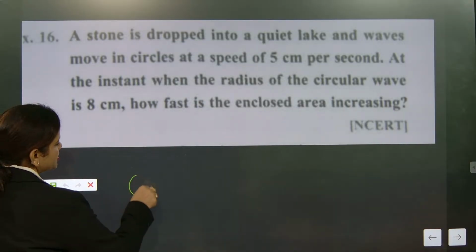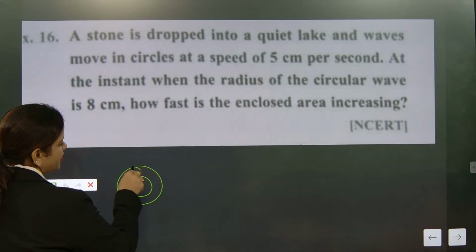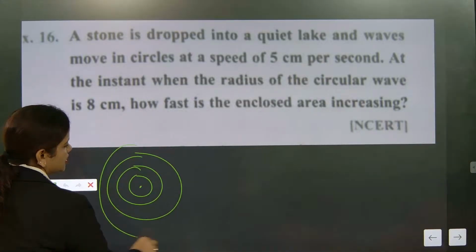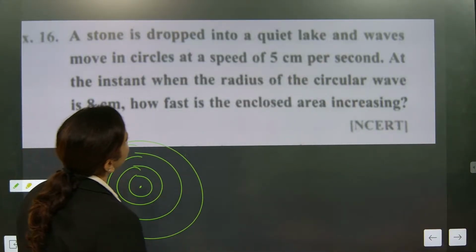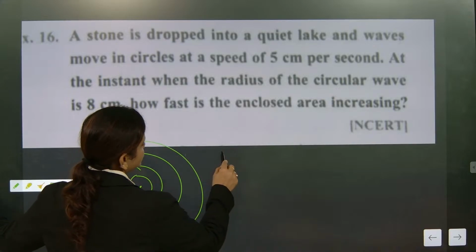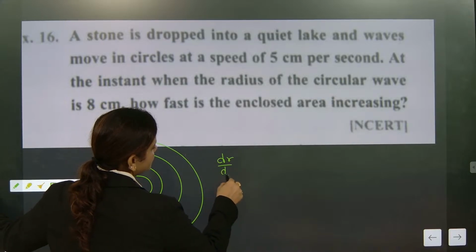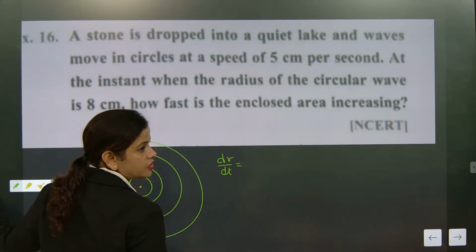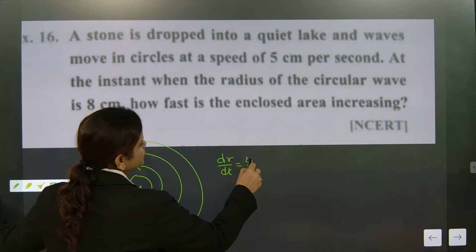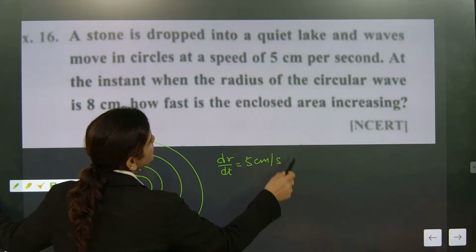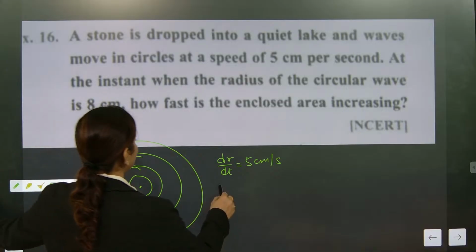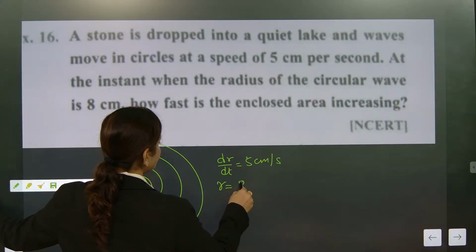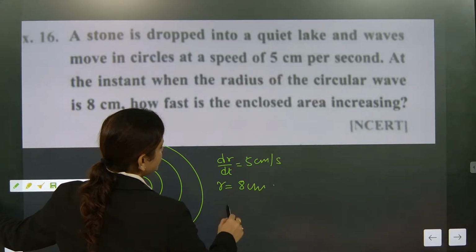See, the wave impulses are generated. After that, the wave will exactly move like this. Correct? The circular waves will keep on getting bigger. Now what they are telling is that the speed will change. So dr by dt is nothing but the speed, the rate of change, so it will become 5 centimeter per second. At the instant when the radius of the circular wave is 8 centimeter, find the change in area.